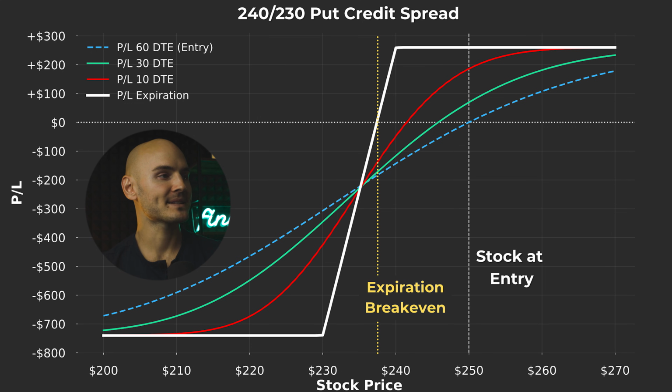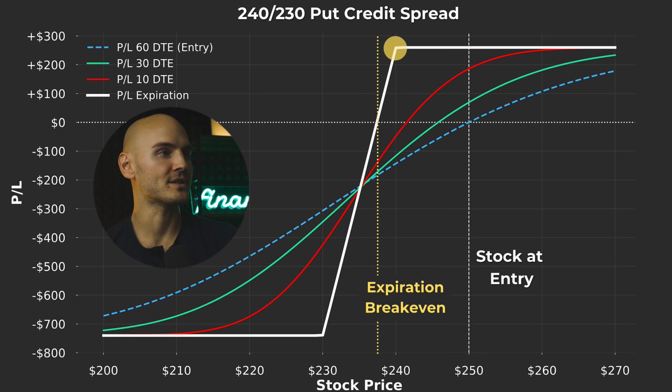We can see that as time passes, if the stock price stays the same, this position will start to make money, and that's because the spread will lose value since both of these put options are out of the money, and that means their option values will trend to zero over time. And since we are selling this spread, we want its price to go to zero, and the spread price will reach zero if the stock price is above the short put strike price of 240 at the time of expiration.